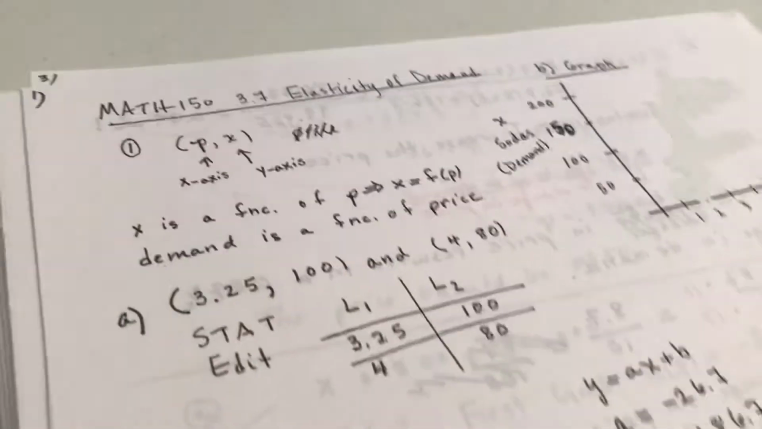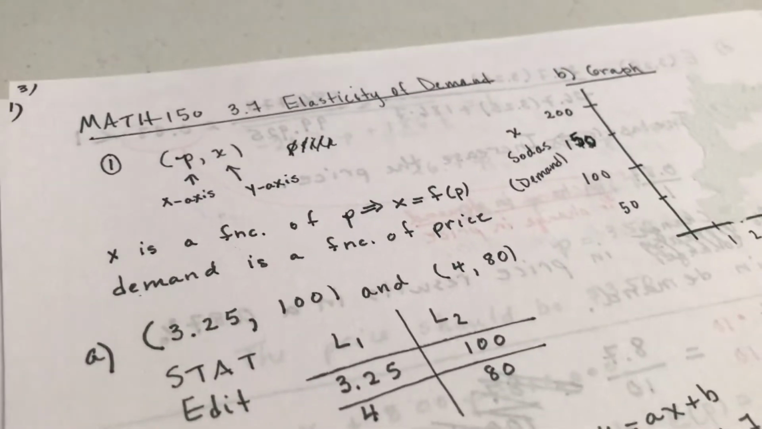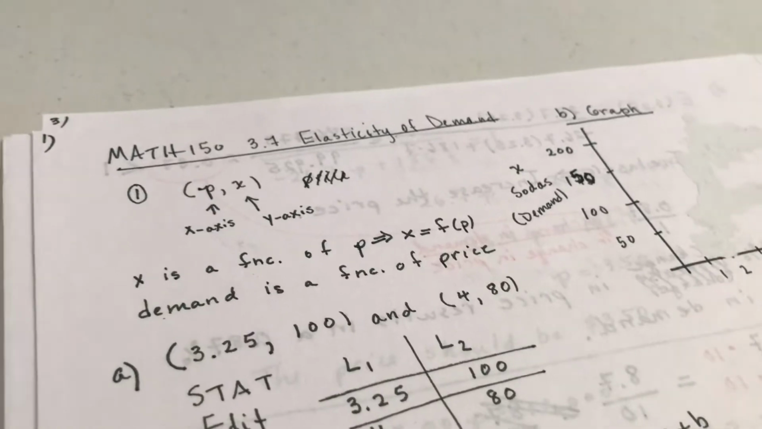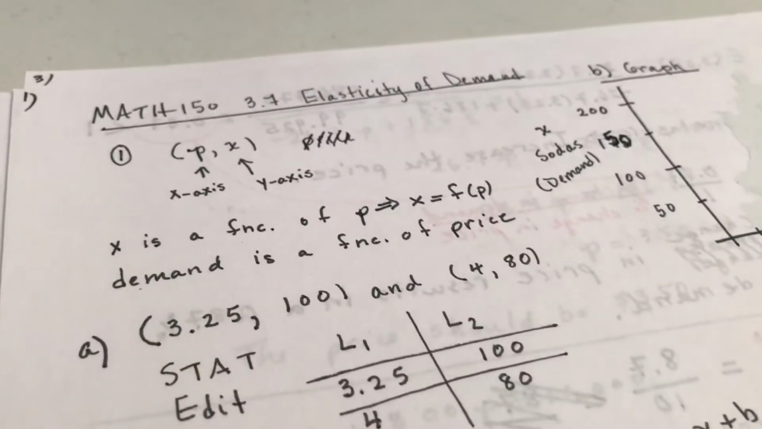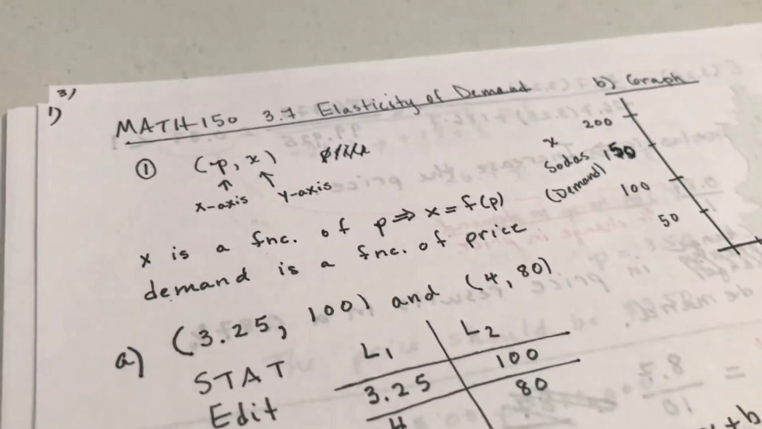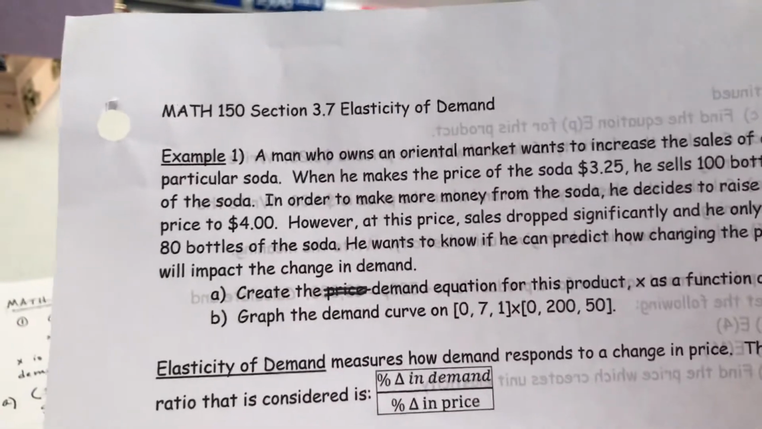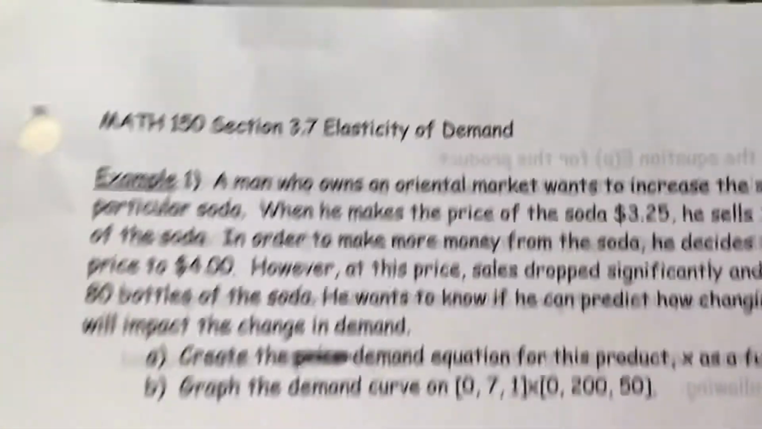Hello students, this is Math 150 3.7 Elasticity of Demand, and I'm trying to videotape my lessons for you all during this time of the coronavirus. Make sure you get the handout, which I have online. It's Math 150 Elasticity of Demand.